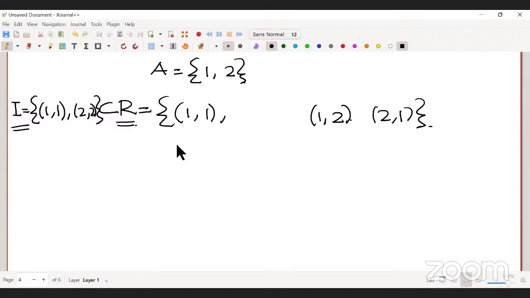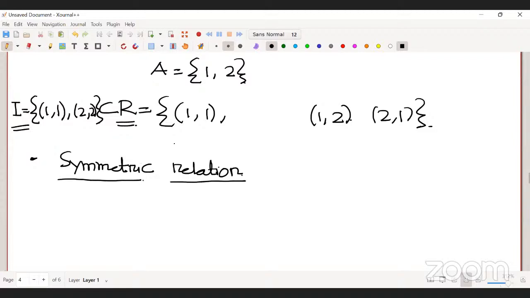So the concept of reflexive relation is clear, right? Yes, sir. Okay. So the next one is the symmetric relation. So R is a symmetric relation.